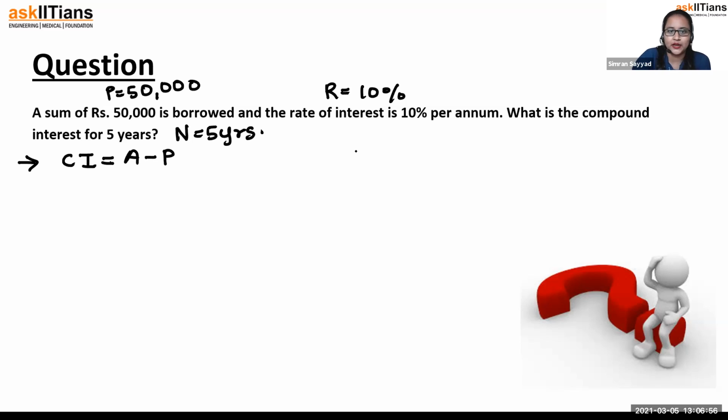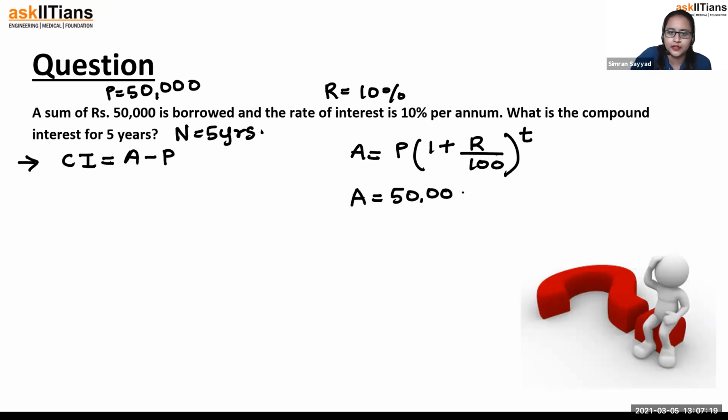So let us calculate the amount. The amount formula, which we just saw: A is equal to P into bracket 1 plus R upon 100 raised to T. You can go with this formula also, dear students. So A is equal to, P is what? 50,000. 1 plus 10 by 100 raised to 5.